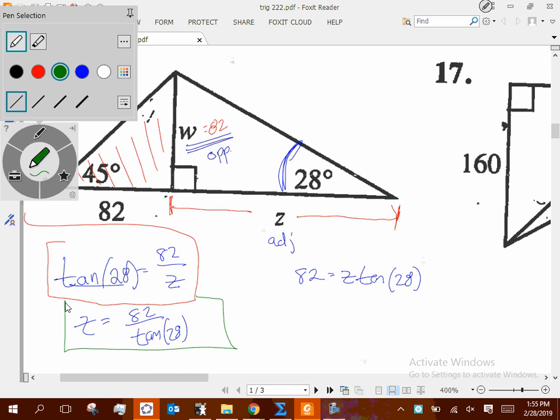What happened from the red box to the green box in regards to solving for Z here, Trey? 82 is on top of the tangent 28. Right, so the Z and the tangent 28 just flip spots, right? Does that make sense, everybody? And that's going to happen every single time you do this.